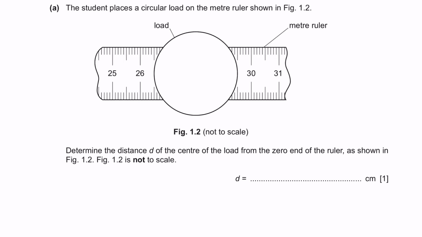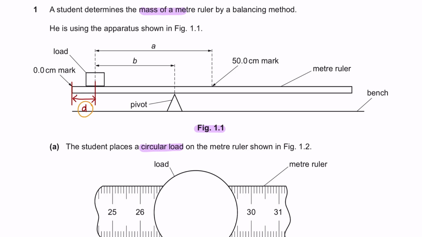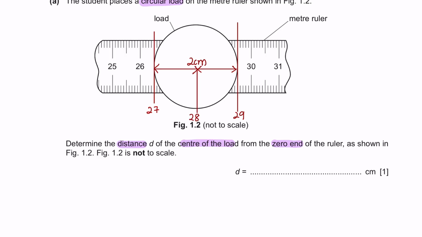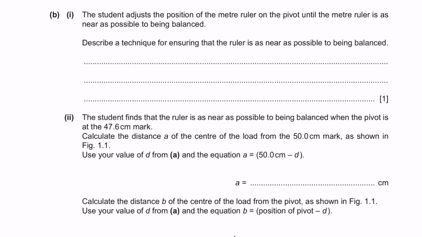Question A. The student places a circular load on the meter ruler shown in figure 1.2. Determine the distance of the center of the load from the zero end of the ruler, as shown in figure 1.2. Figure 1.2 is not to scale. So we are looking to find the distance from the 0 centimeter mark to the center of the load. The diameter of the load is 2 centimeters, meaning that the center of the load is at the 28 centimeter mark.